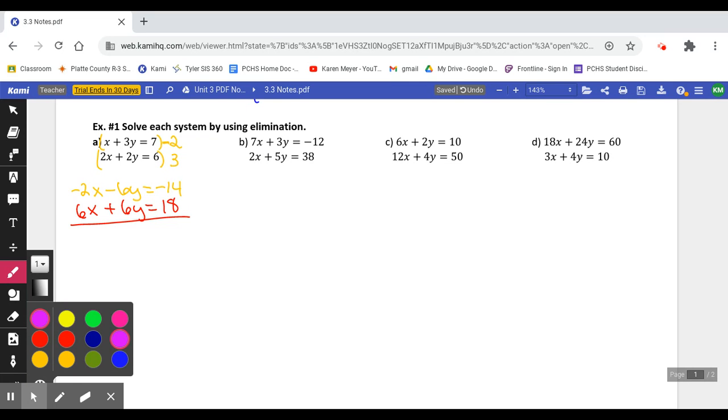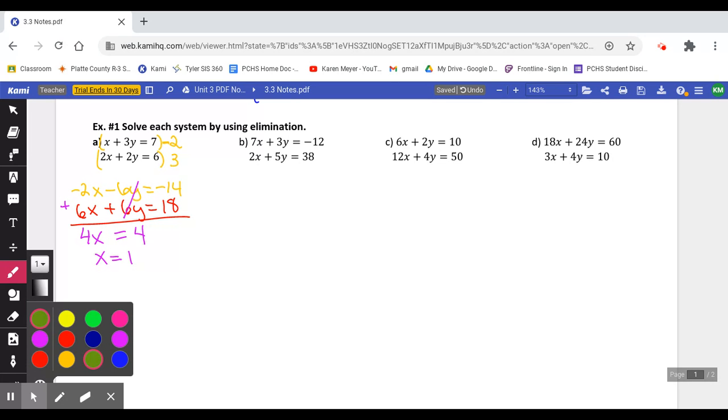Now what we're going to do is add each column. So -2x plus 6x is 4x. -6y and a positive 6y cancel out, which is what we wanted. Yay. And -14 plus 18 is 4. So now you've got 4x equals 4. So divide both sides by 4. We come up with our first answer, which is x equals 1.